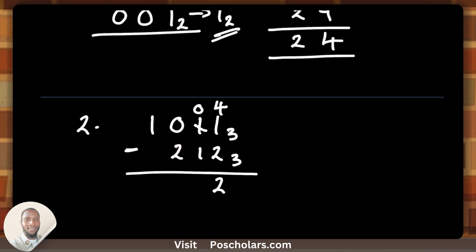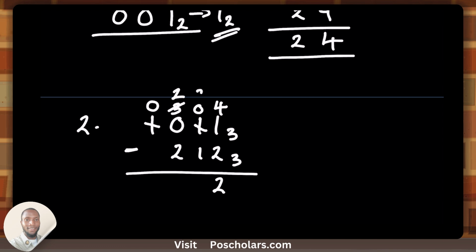Next, 0 minus 1, impossible. You can't borrow from this 0. Rather, you can borrow from this 1. When you borrow 1 from 1, it's left with 0. Then the one you borrowed from this 1 takes the value of what? 3, which is added to this 0 to give you 3. Then you also remember we are working with this column. We are trying to subtract this column. It's not possible. That's why we started borrowing. Borrow 1 again from this 3. You are left with what? 2. The one you borrowed from this 3 takes the value of the base, which is 3, which is added to 0. 3 plus 0 gives what? 3.